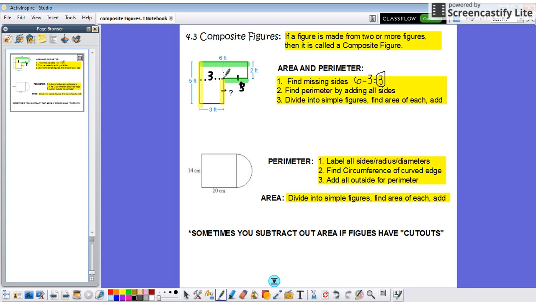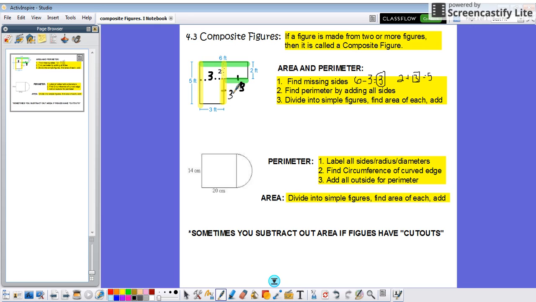If I extend this right here, with the rule that opposite sides are congruent or equal, if this is 2, then I know that this piece is 2. So 2 plus this piece is equal to 5. I know that 2 plus the missing piece equals 5, or 5 minus 2 is 3. So both of our missing sides are 3.